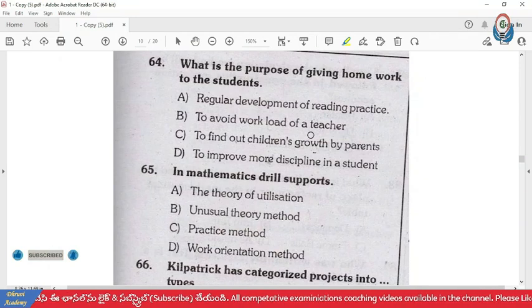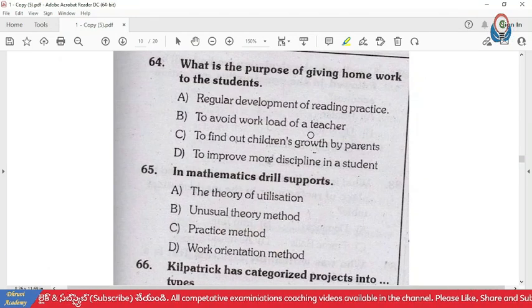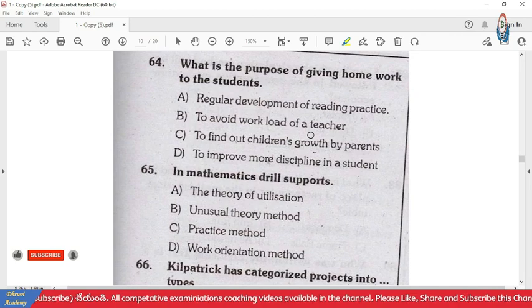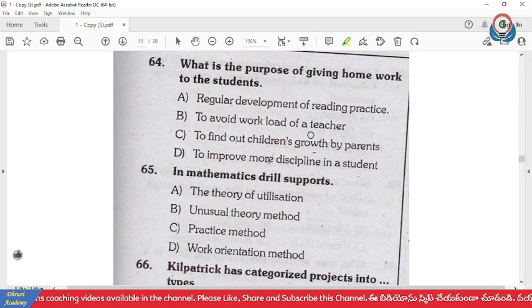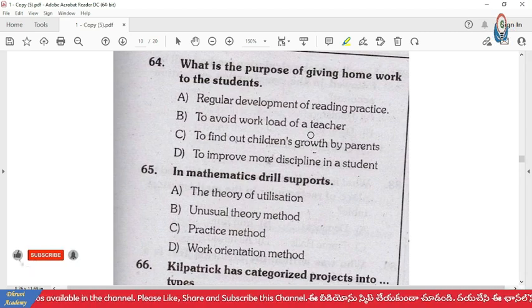What is the purpose of giving homework to the student? A. Regular development of reading practice. B. To avoid work load to the teacher. C. To find out children's growth by parents. D. To improve more discipline in the student. Which is the right answer?